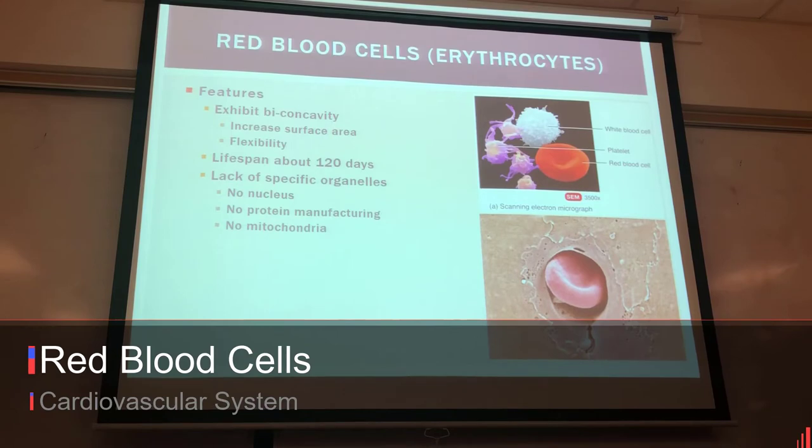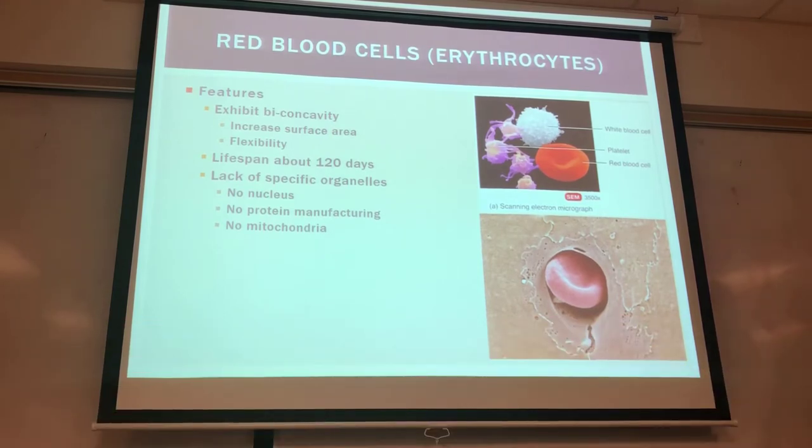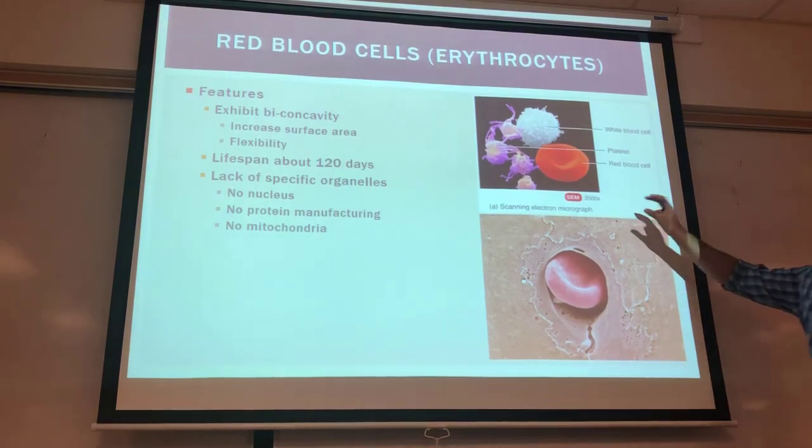Our red blood cells, again, erythrocytes, you'll note that a feature behind them is that they are biconcave, meaning they are literally like a semi-donut shape.